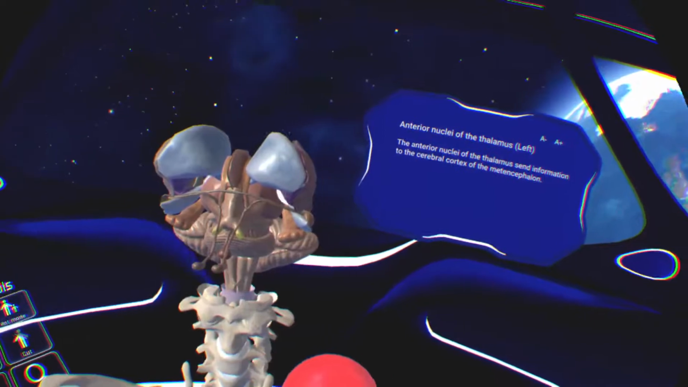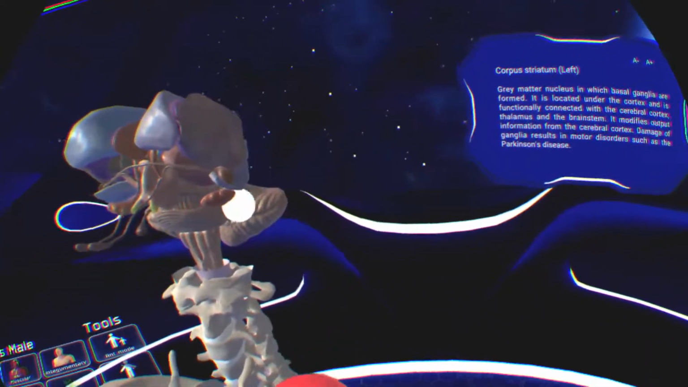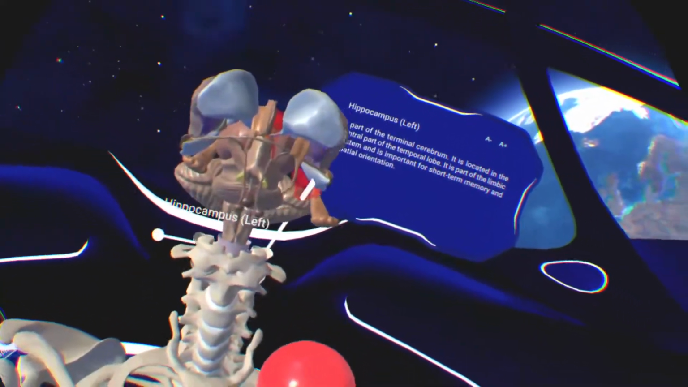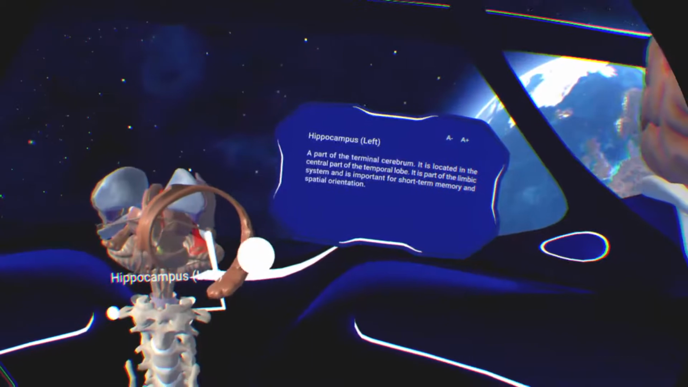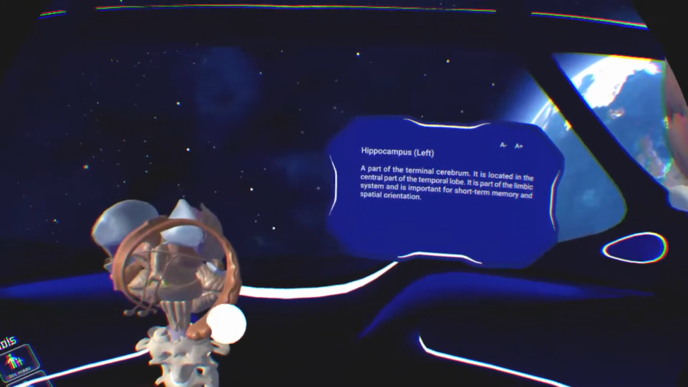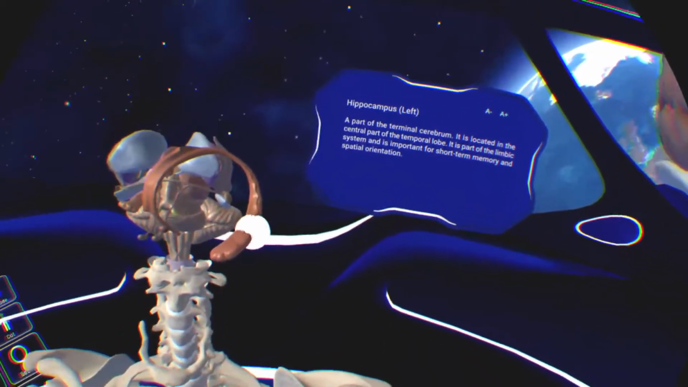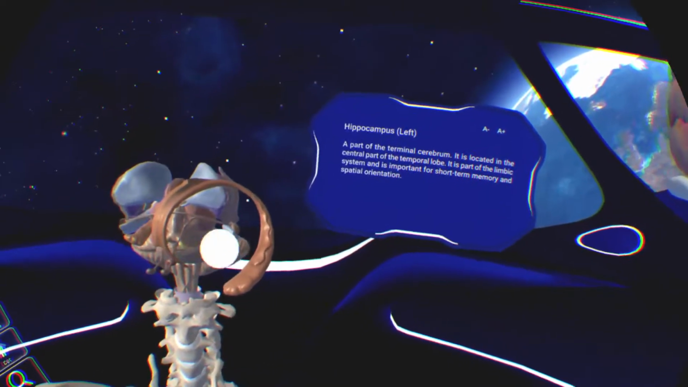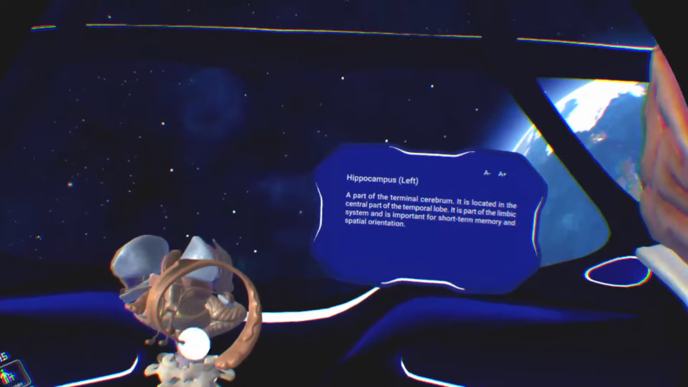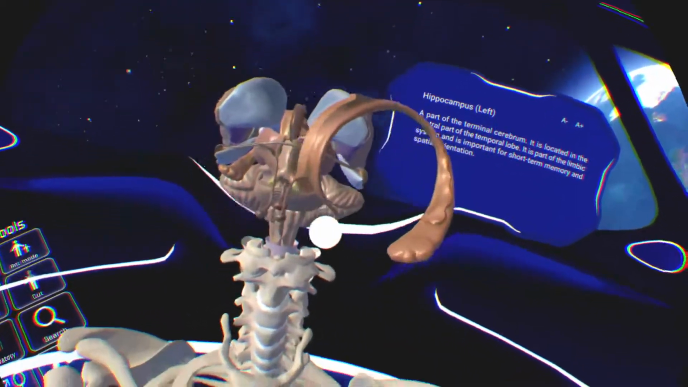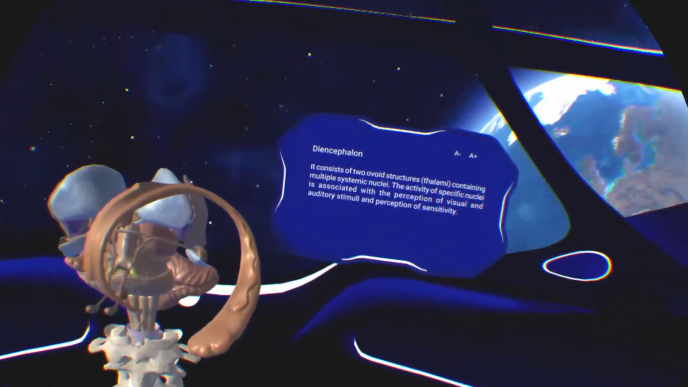Okay, and the other part I want to show you is the hippocampus. The hippocampus serves the function of turning short-term memories into long-term memories. So if this part has been damaged, then you cannot generate any new memories for that person.